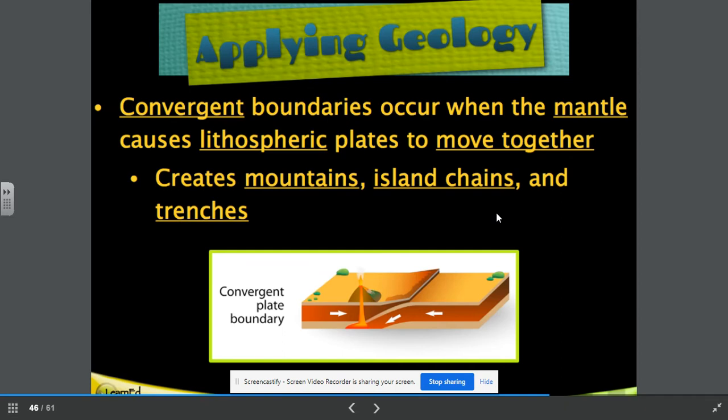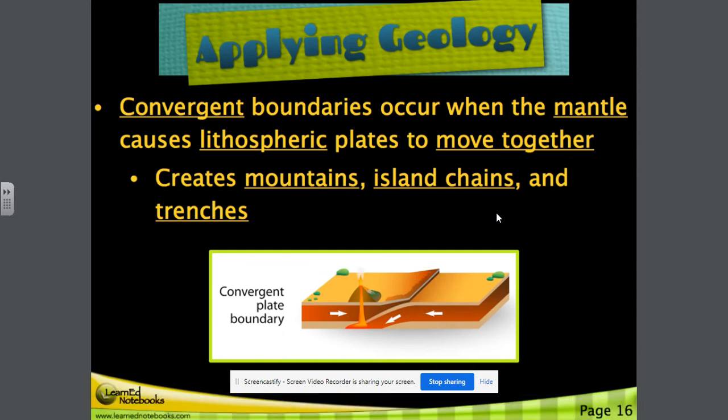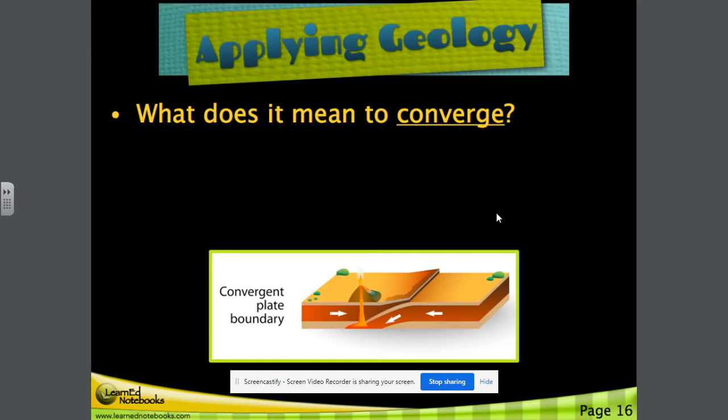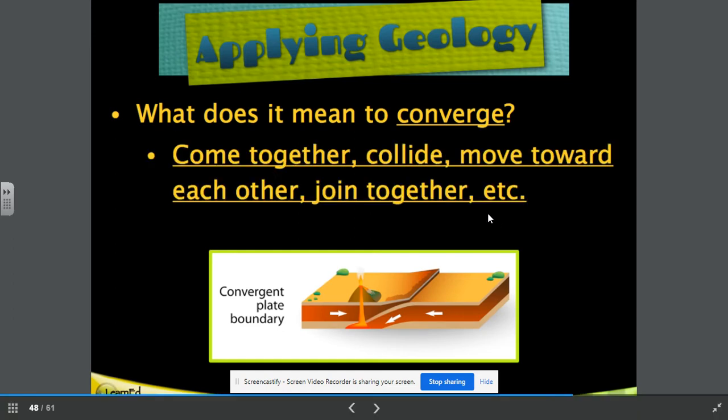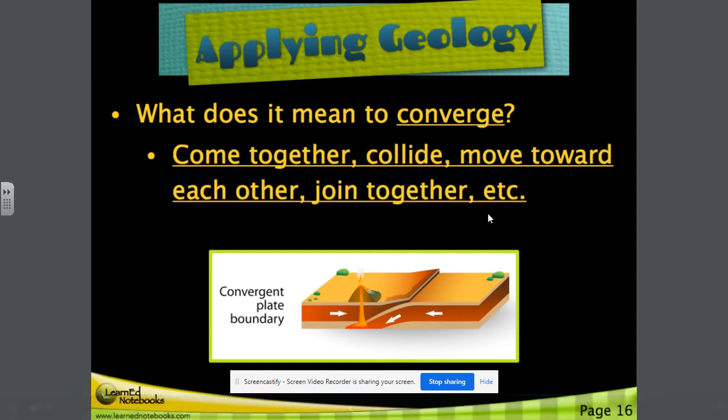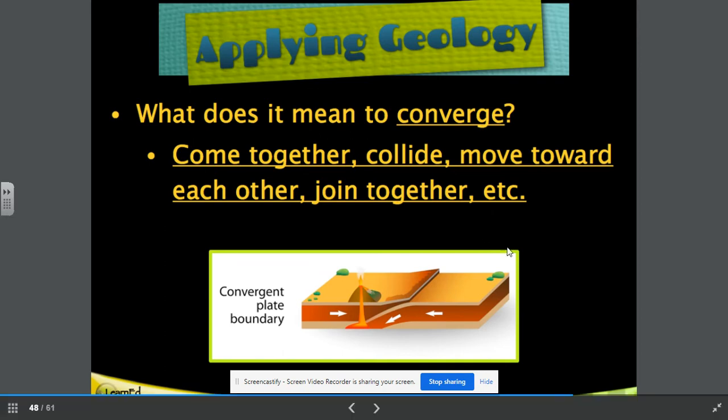Convergent boundaries occur when the mantle causes lithospheric plates to move together, creating mountains, island chains, and trenches. What does it mean to converge? Come together, collide, move toward each other, join together, etc.